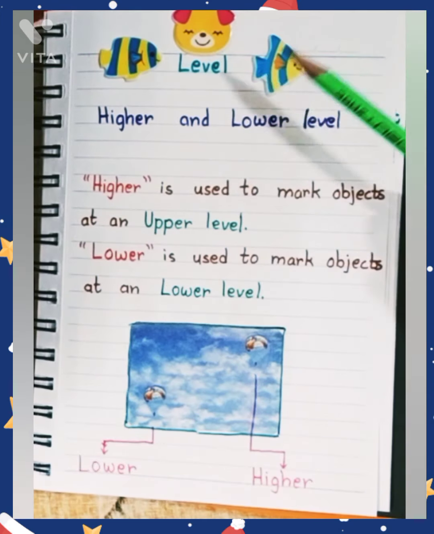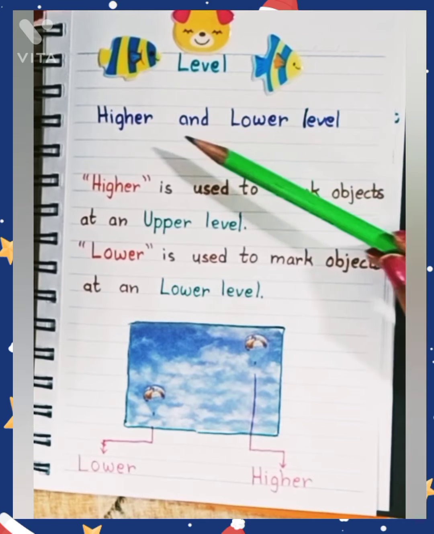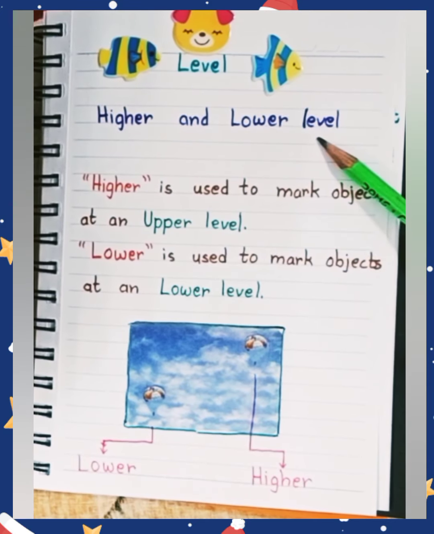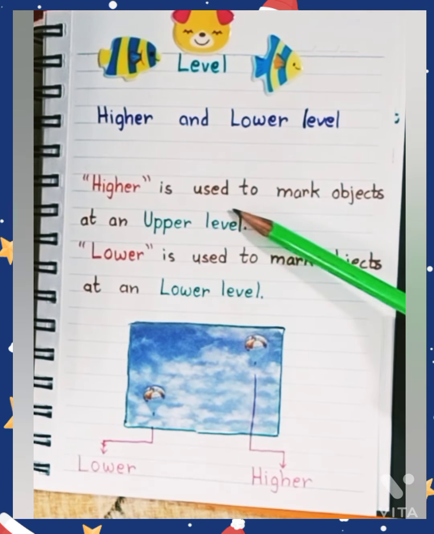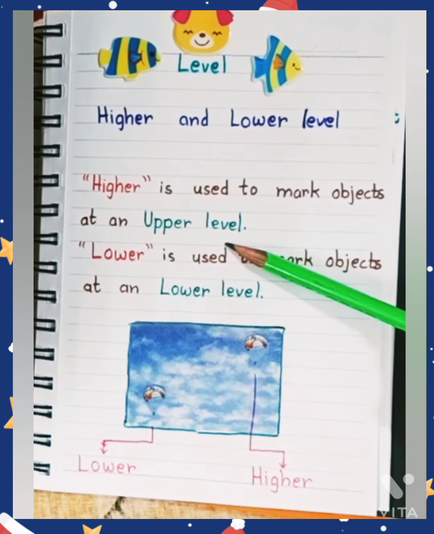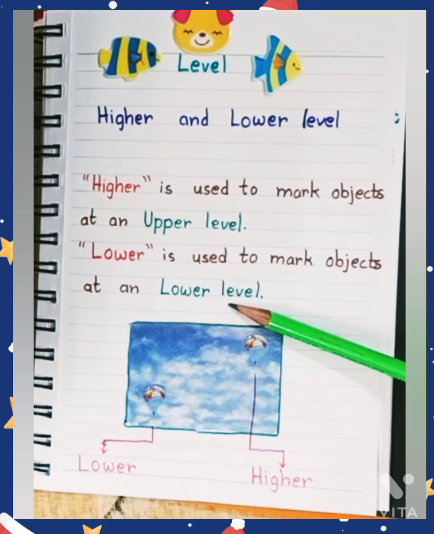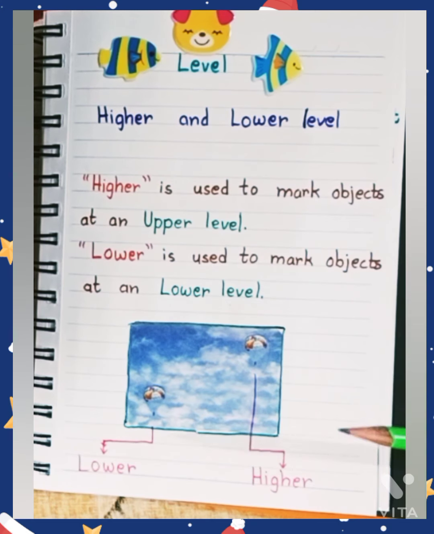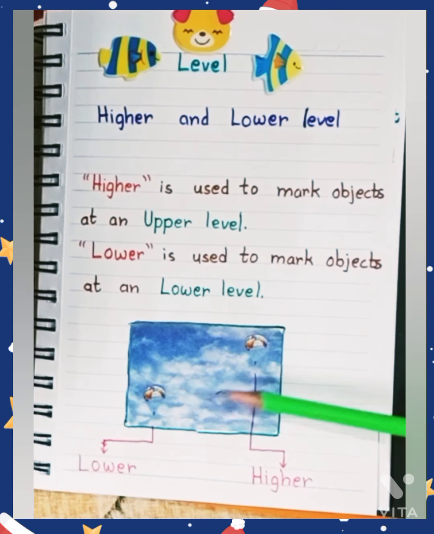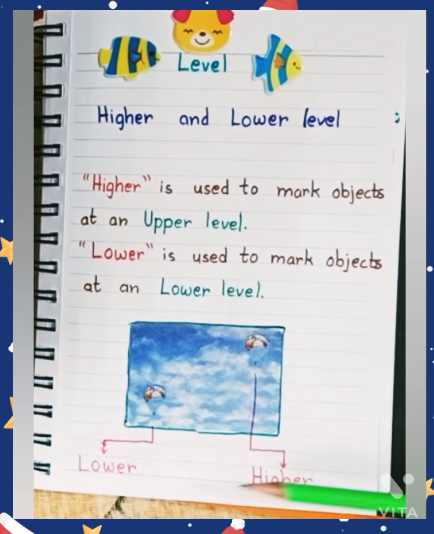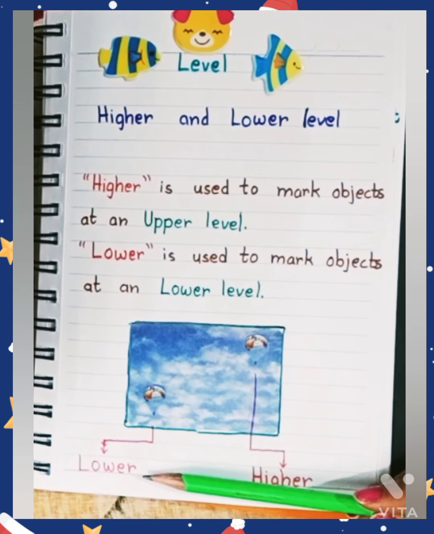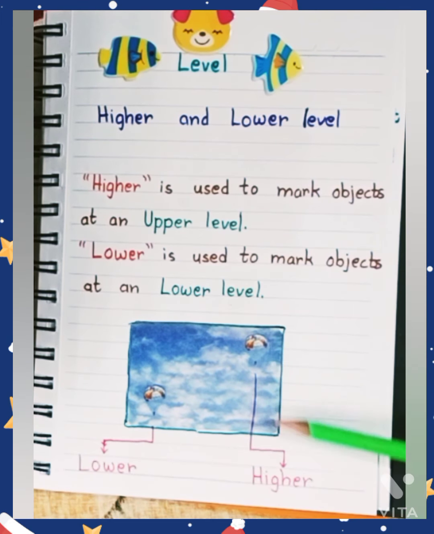Let us study the level. The level can be higher level and lower level. Higher is used to mark an object at an upper level. Lower is used to mark an object at a lower level. Let us understand this with the help of an example. Now look at these two parachutes. This parachute is at lower level and this parachute is at higher level.